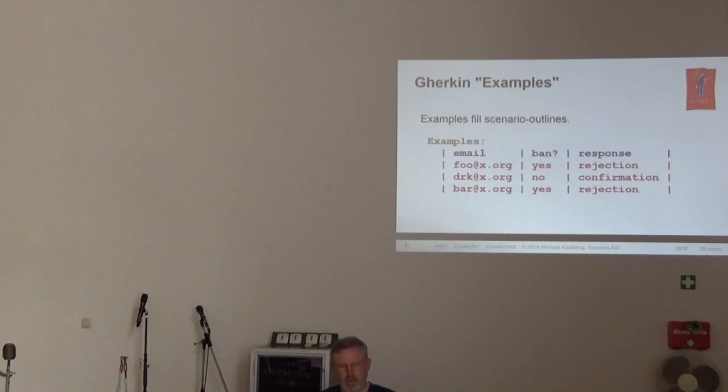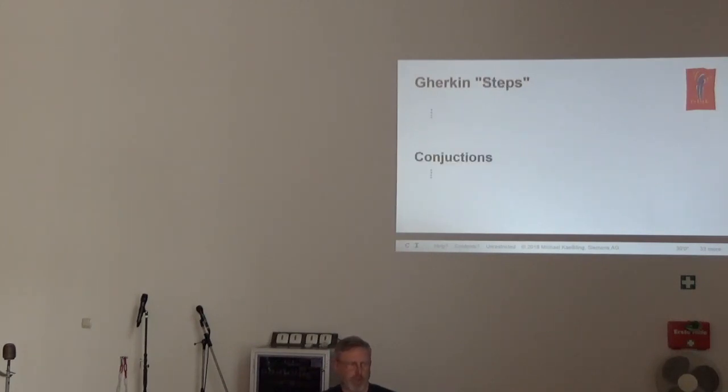So here, for example, the email field is filled out in the scenario with some test data, and whether they're banned or not determines whether the response is a rejection or a confirmation. So the steps we've seen: given, when, and then. And then they allow things like and, but, which are just repeats of steps. So you can say when A is true, and B is true, and C is true. You don't have to do an unnatural when A is true, when B is true, etc.